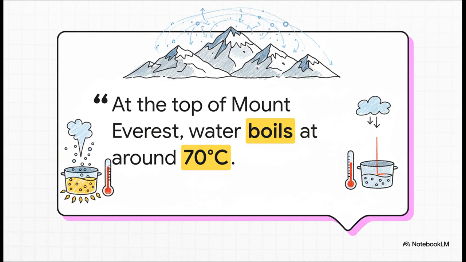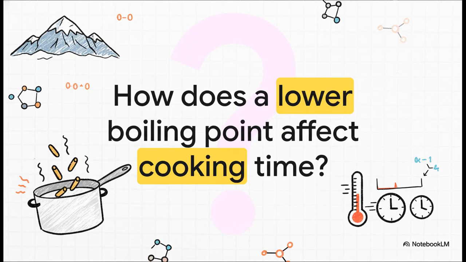On top of Mount Everest, water doesn't boil at 100 degrees Celsius. It actually boils at around 70 degrees. And the reason for that is that the lower air pressure up there makes it way easier for the water particles to escape. And that leaves us with a final little puzzle for you. If you're trying to cook pasta on Mount Everest and the water is only 70 degrees instead of 100, what do you think that does to your cooking time? Does it cook faster or does it cook slower?